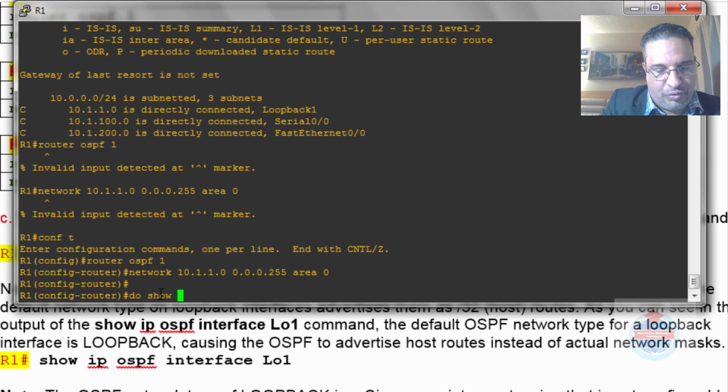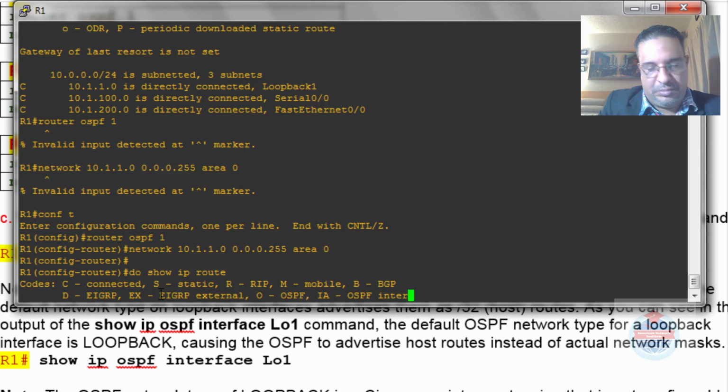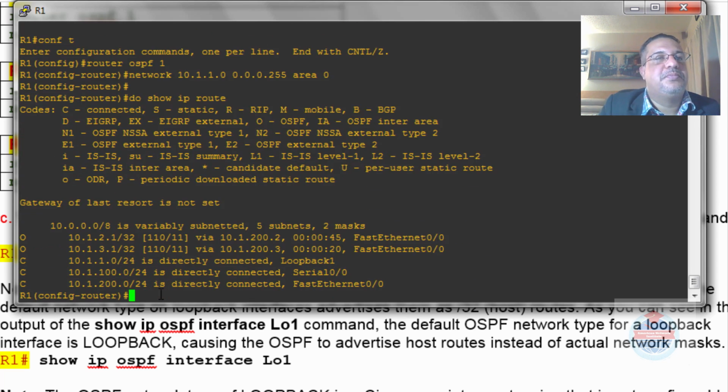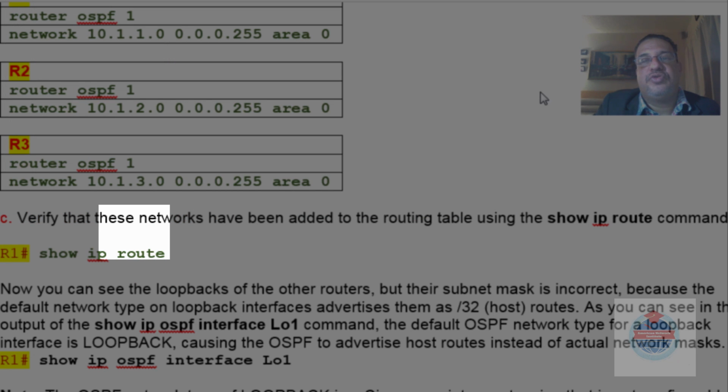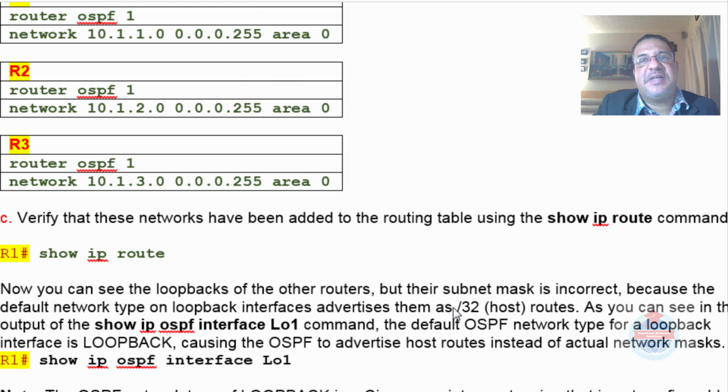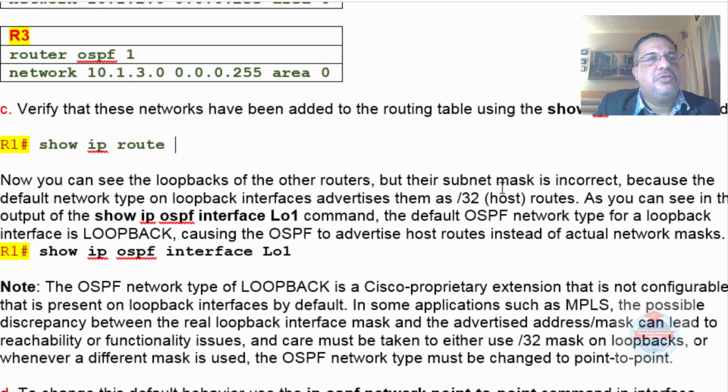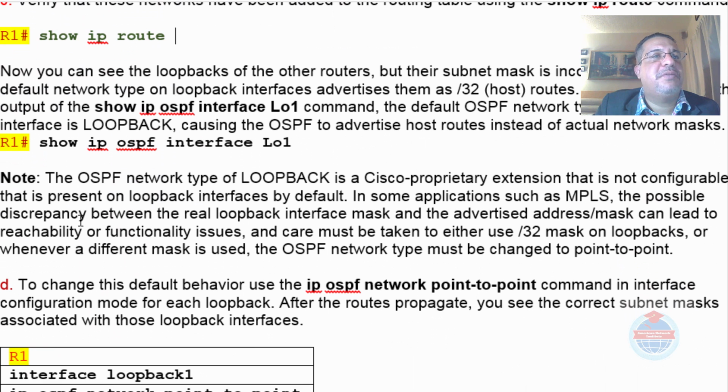Do show IP route. 32. Why, guys? Why is it showing a 32 over here? So this is advertising a host route instead of the network mask. So let's double check this right away.